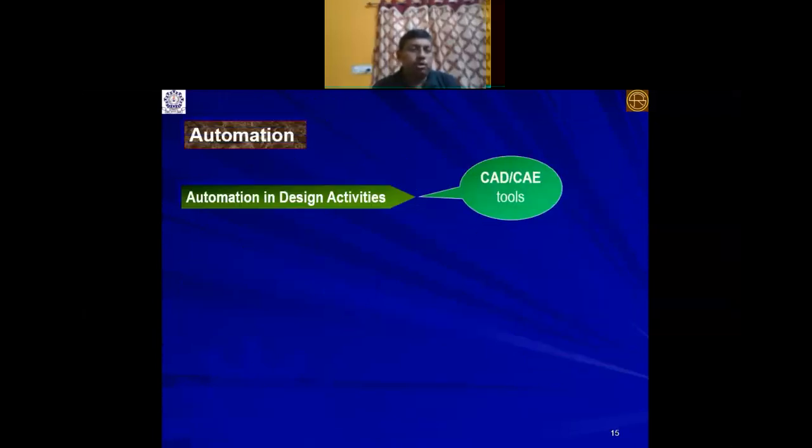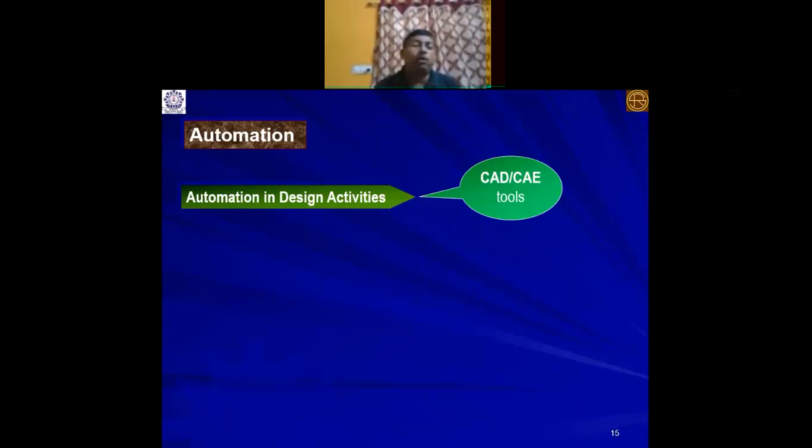So automation in design activities by CAD tools, instead of manual drafting using a number of draftsmen. It will be time consuming as well as not cost effective, because you have to bear the liability of all the manpower. So if you use automation, that means CAD tools like CATIA, SolidWorks, AutoCAD, then it will reduce the number of draftsmen required, and at the same time it will be much faster than the previous.